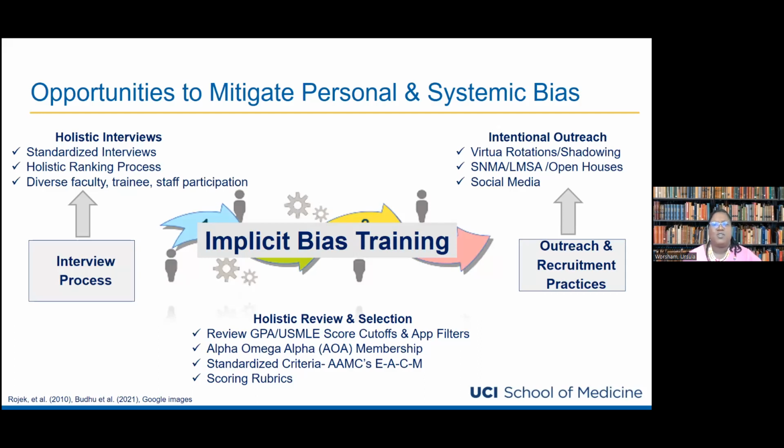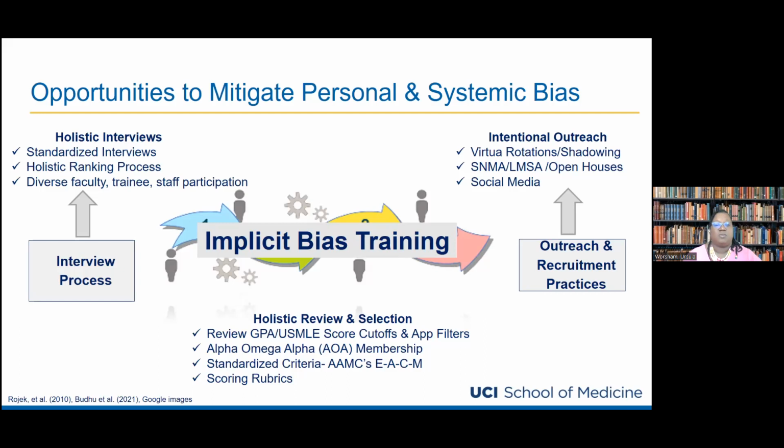So we have opportunities, once again, to mitigate systemic bias by being intentional in the work that we do, and not coming from a perspective of "if we build it, they will come," but that we need to be intentional and meet individuals where they are and be transparent about what we have to offer at our institution.